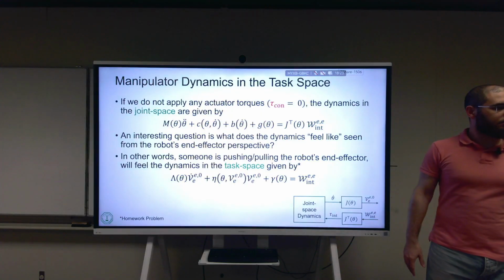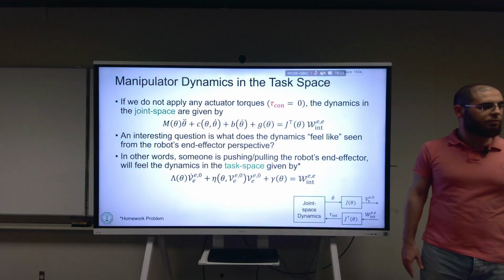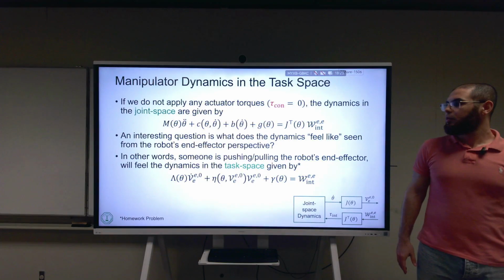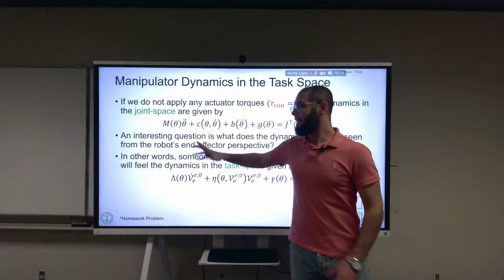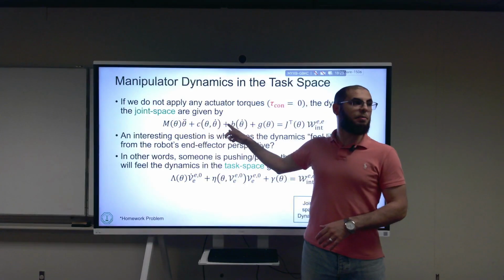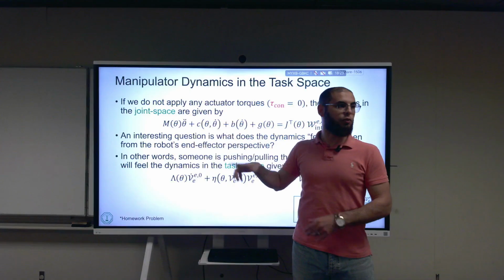Yes. We keep switching between the small c and b. Yes. And the capital. What's the difference? If you remember last time we said that capital C multiplied by theta dot is the small c, and capital B multiplied by theta dot is also the small b. We just write them like that.